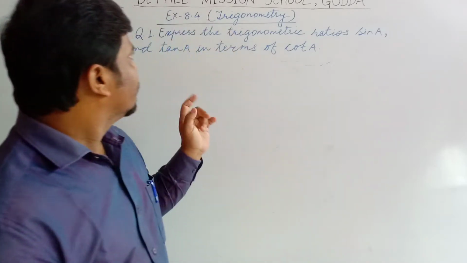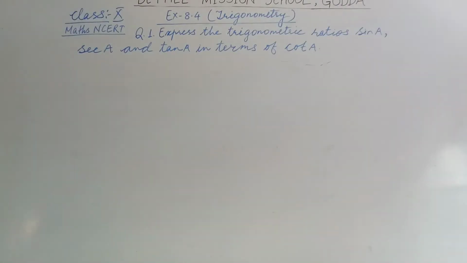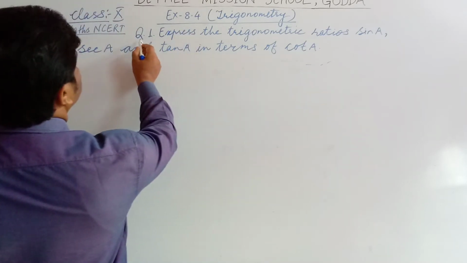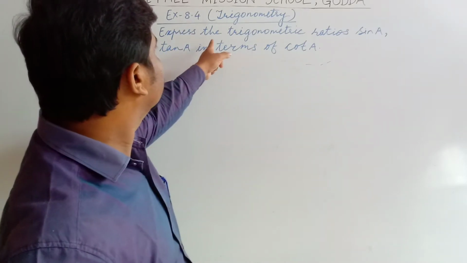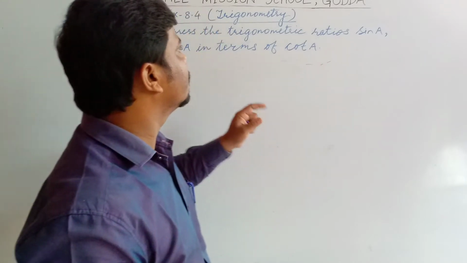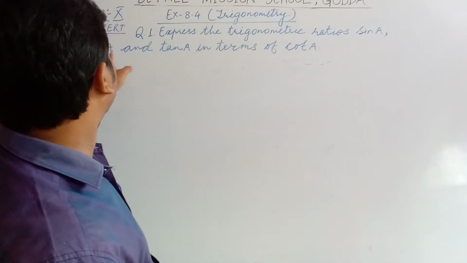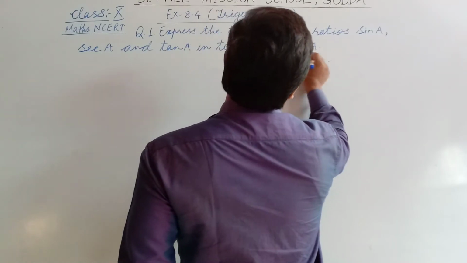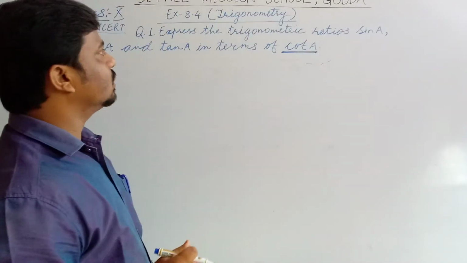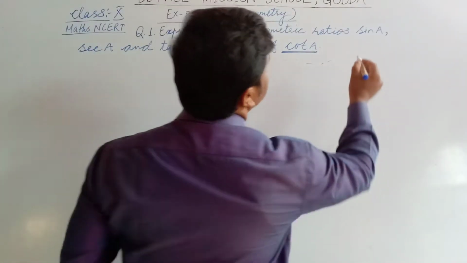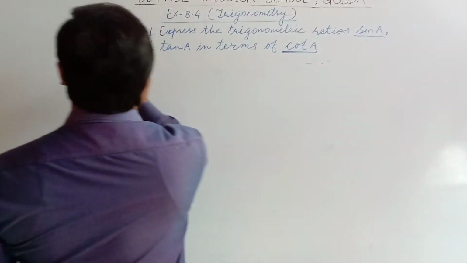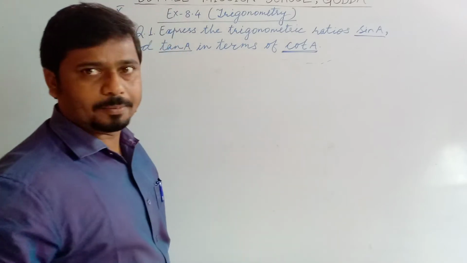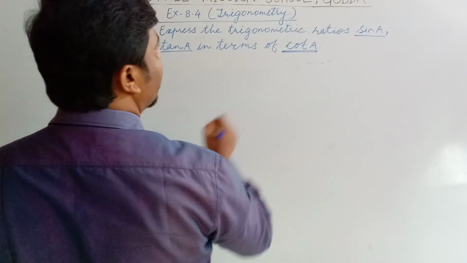So you see, exercise 8.4 question number 1 is: express the trigonometric ratios sin A, sec A and tan A in terms of cot A. So you will see how we will change these ratios sin A, sec A and tan A in terms of cot A. So first we have sin A.